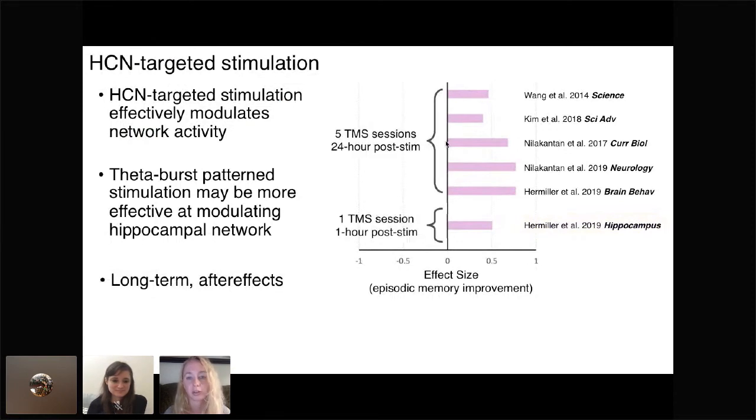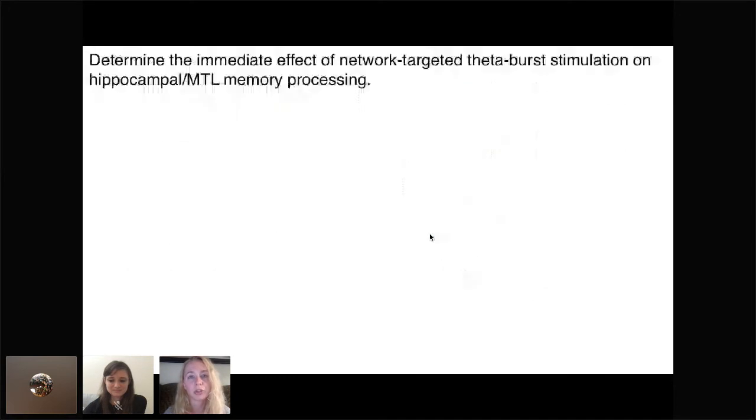So this chunk of studies was looking at the cumulative effects of 5 consecutive days of TMS, and we're looking at the effects 24 hours after stimulation. Or this study here is looking at the effects of 1 single TMS session, 1 hour post stimulation. And so these studies did not tell us the immediate effects of stimulation. And so in order to do this, we ran the project I'll be talking about for the rest of my time here, which had the overall aim to determine the immediate effect of network-targeted theta burst stimulation on hippocampal or MTL memory processing.